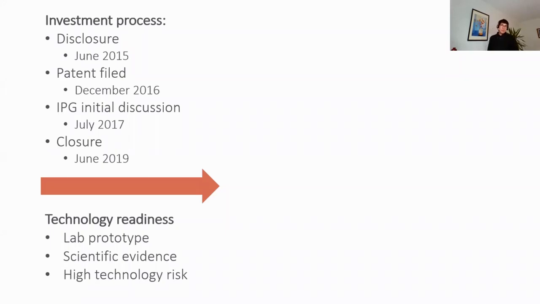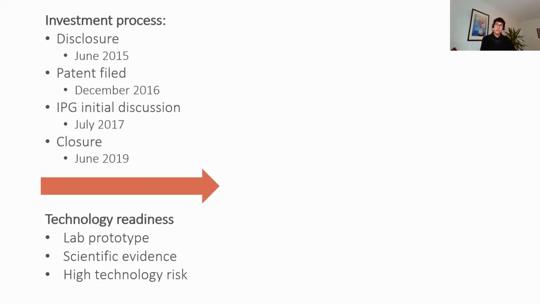What you can see here with regards to the investment process is that it took quite a bit longer than, for example, with Canopus. The first time Graham Brody presented this technology to Rick was in mid-2015, and the patent wasn't filed all the way until December 2016. Now, the reason it took so long wasn't because people didn't want to push it forward. It's just the nature of how it goes sometimes.